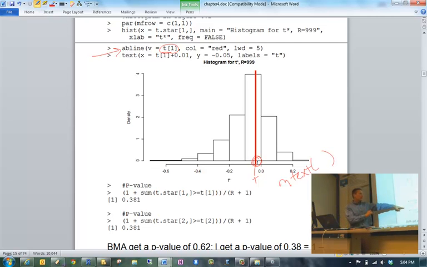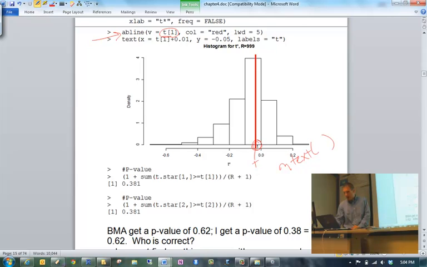If you calculate the p-value, and notice how I do this, I take each of my T stars, that's the first column of what I had calculated, and I check, is it greater than or equal to the observed value of T? And so I get a bunch of TRUEs and FALSEs. Using the sum function transforms the TRUEs and FALSEs to ones and zeros. That allows me to find how many times the T stars are greater than the observed value of T. Combine this with a 1 plus in the numerator, and R plus 1 in the denominator, and I get 0.381. If you were to use the usual likelihood ratio test statistic, you get, of course, exactly the same thing.